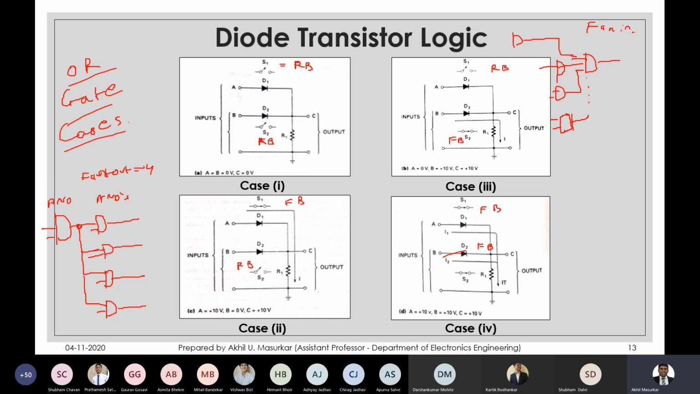Did you get this, Darshan? Yes, sir. But more on this, I think when I do the specification, I will do that. Here you understand only the operation of the gate.